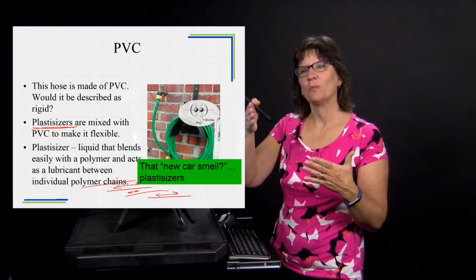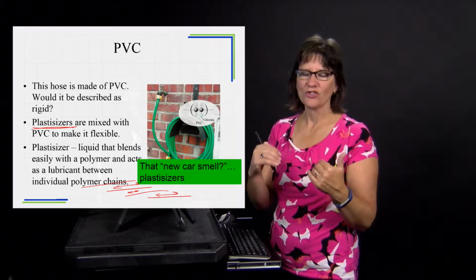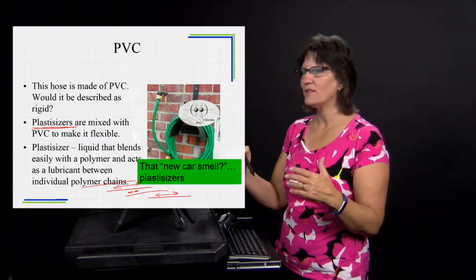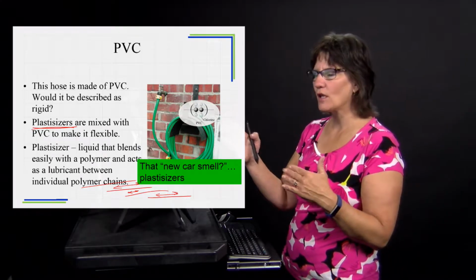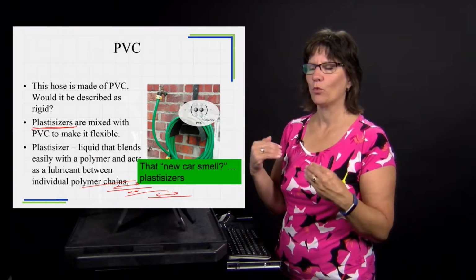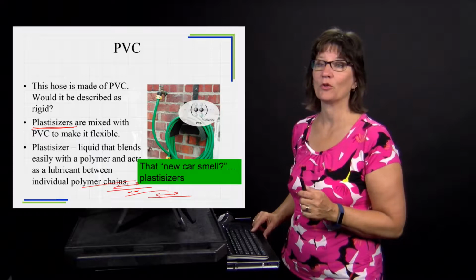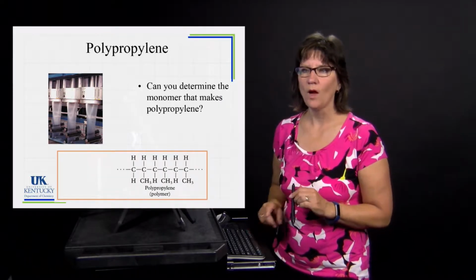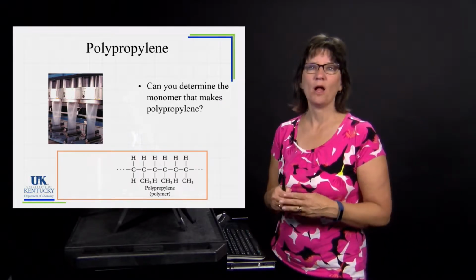A dashboard that's made out of the material might eventually crack, or your seat might eventually crack because the plasticizers have slowly leaked out, and in the course of that happening, it gets more rigid, and then it's susceptible to cracking. All right, the next polymer is polypropylene.